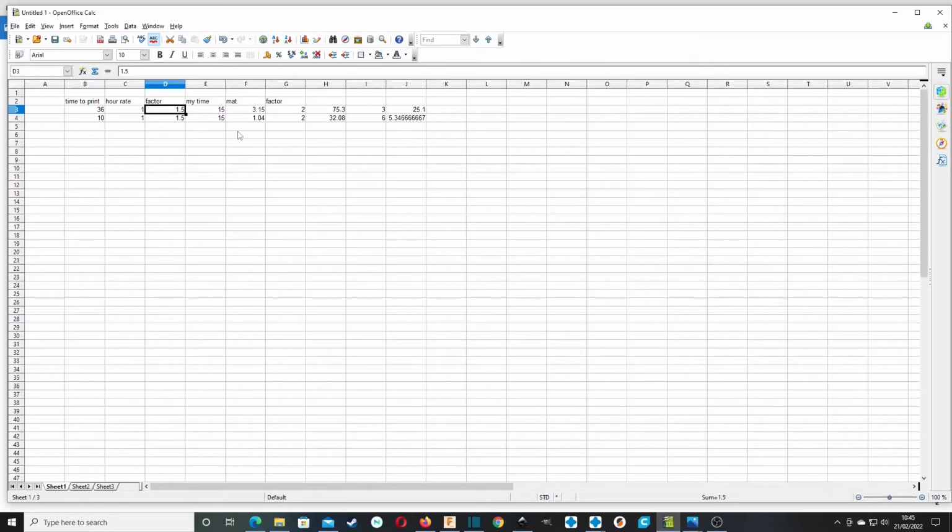1.5 is what I normally do. But as I said, for large jobs, it would be 2, because if it's a single print, it's a large job, and it fails, I'm going to be basically out of pocket for a huge amount of money and a huge amount of time wasted. So that's where it comes from.